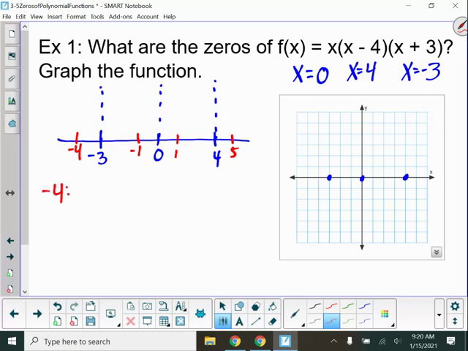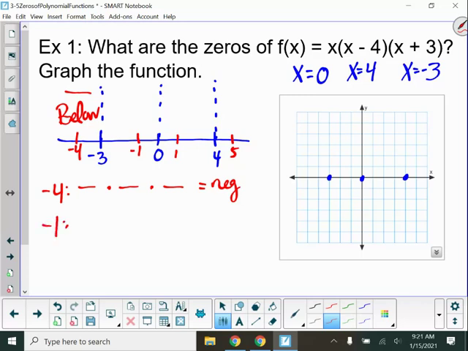So if I plug in negative 4, out in front where the x is, I'm going to get a negative. Negative 4 minus 4 is also going to give me a negative. Negative 4 plus 3 is also going to give me a negative. So when I multiply 3 negatives together, I'm going to get a negative, which means negative y values are below the x-axis. So that means when I am to the left of negative 3, my graph has to be below the x-axis.